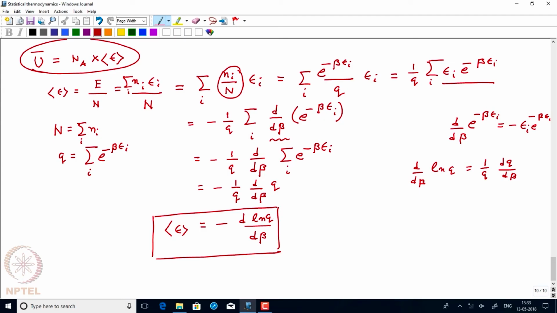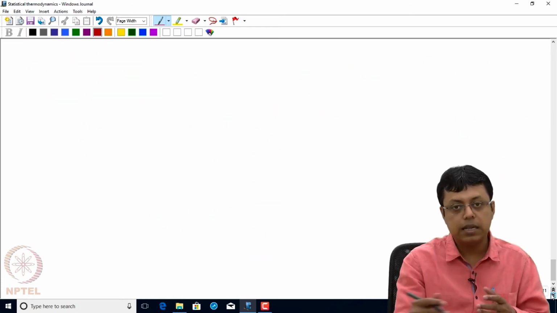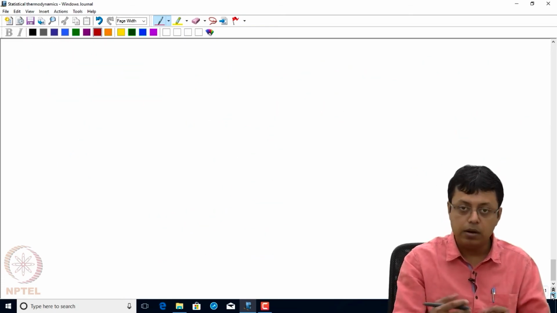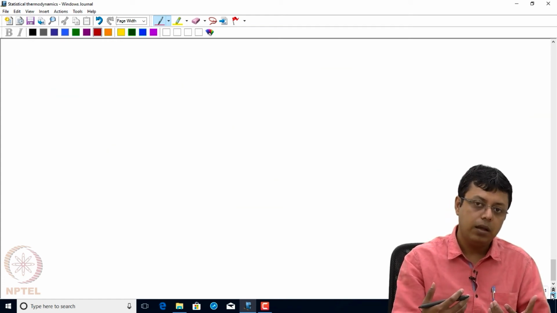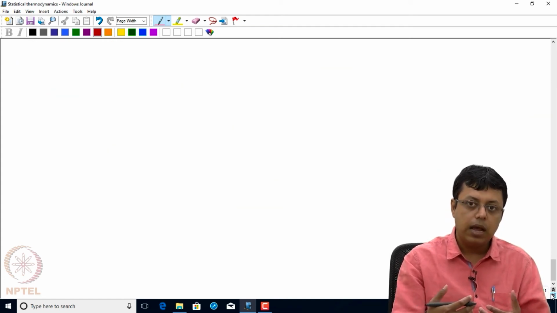So if you know the molecular partition function, beta, of course, is a temperature derivative, it's 1 over k_B T. If I know this molecular partition function, I can calculate the macroscopic properties. And similarly, we can calculate many other properties like entropy or the molar entropy. We can calculate the internal energy, as we have shown, and then we can calculate the Gibbs free energy. And once we calculate the Gibbs free energy, from that we can also calculate the equilibrium constant.